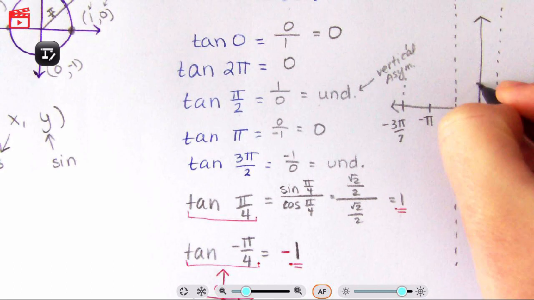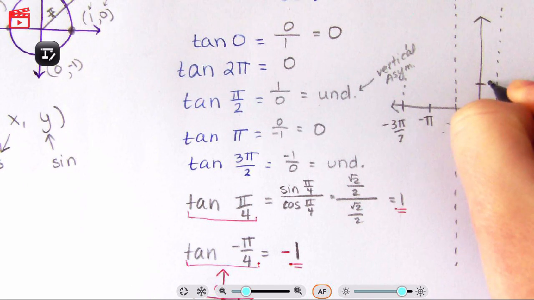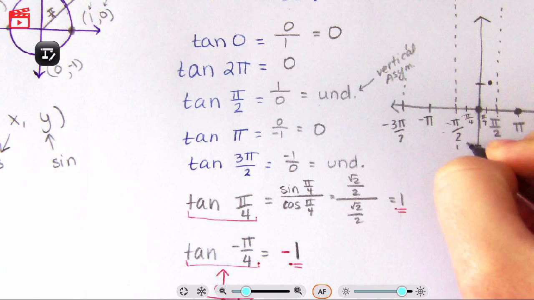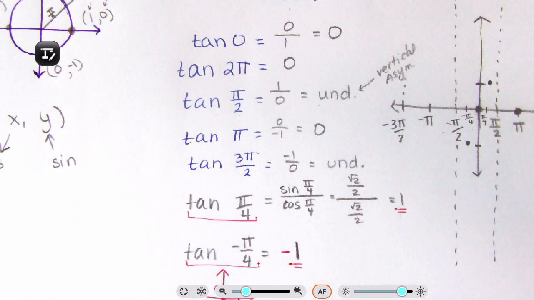So we are going to say, here's 1, here's -1. At positive pi fourths, tangent is 1. And at negative pi fourths, tangent is -1. So we're going to have a curve that goes off to infinity on the right-hand side and then goes off to infinity on the left-hand side. So again, you have an asymptote at pi halves, you have an asymptote at negative pi halves, and then you have your point at 1, you have your point at -1.